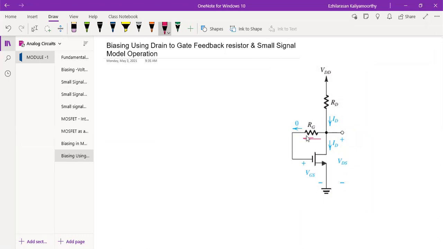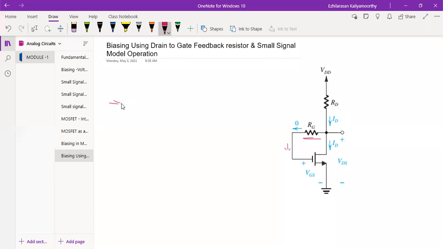Now when you do it this way, what will happen? Whatever the current flow, this is the ID current, but here the gate current will be zero because there is no gate voltage. We are not applying any gate voltage. Now the feedback resistor is connected between the drain and the gate.